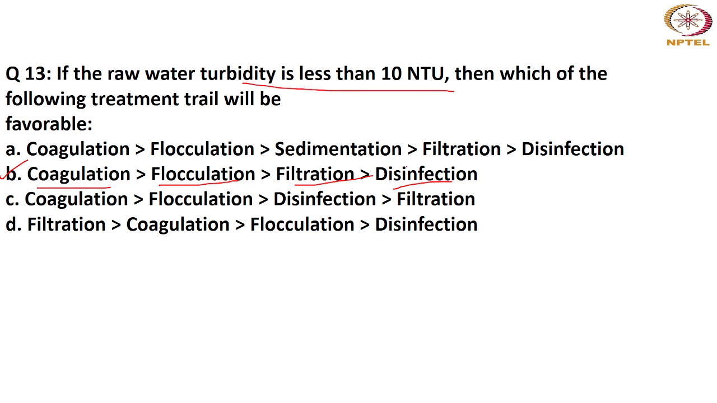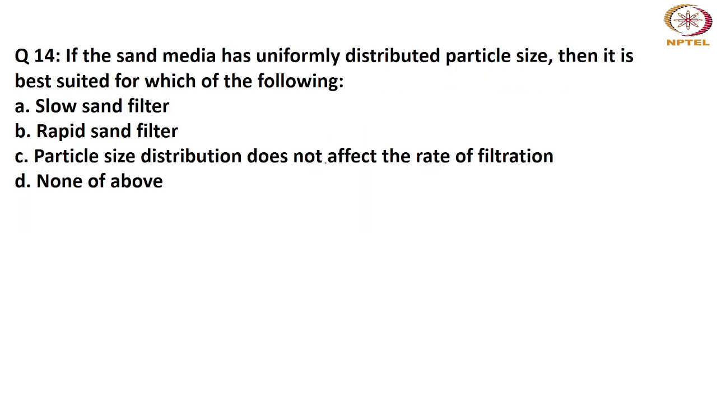We will not need to go for the sedimentation, right? We will not need to go for sedimentation. The next one: if the sand medium has uniformly distributed particle size, then it is best suited for which of the following? Slow sand filter, rapid sand filter, particle size distribution does not affect the rate of filtration, or none of the above.